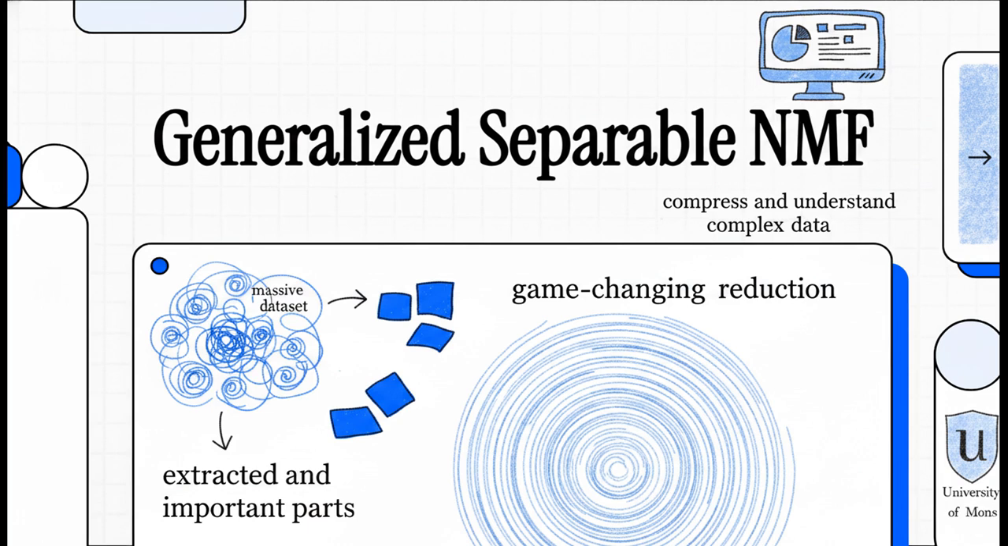Today we're going to demystify how computers manage to extract the absolute most important parts of massive datasets and do it without getting completely lost in dense mathematical proofs. We're looking at a truly fascinating paper from researchers at the University of Mons that literally changes the game on how we compress and understand complex data. Let's get right into it.